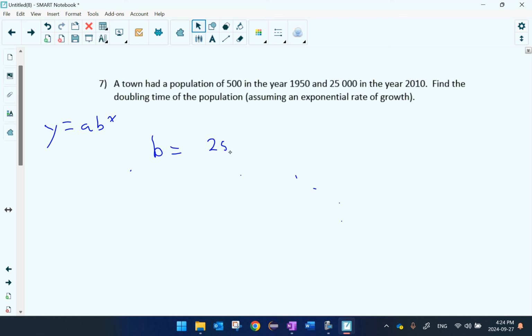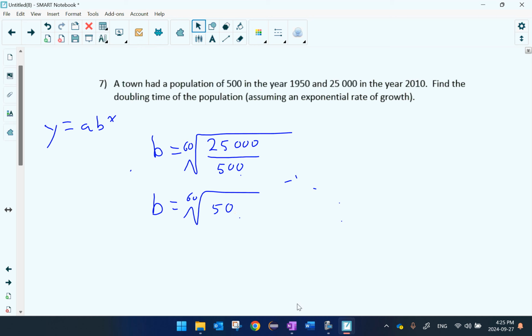If you went from 25,000 to 500 and it was exponential growth, that means you multiplied by some amount 60 times to get from 1950 to 2010. To figure that amount out, you can take the 60th root of 25,000 divided by 500. Now, 25,000 divided by 500 is in fact just 50. So it's the 60th root of 50.